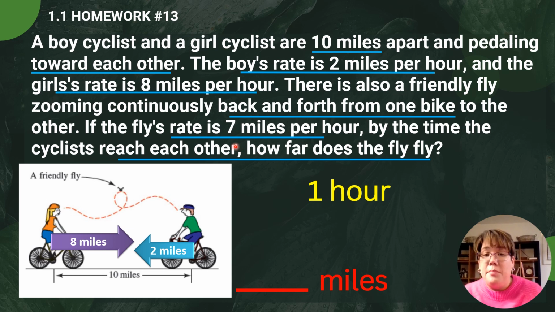Well, we have to figure out about the fly now. Okay, so now the fly has been flying for how long? The fly had to fly for 1 hour. Okay, so if he flew for 1 hour, how many miles did he fly? It says the fly's rate is 7 miles per hour. So how far did the fly fly? Well, he flew 7 miles.